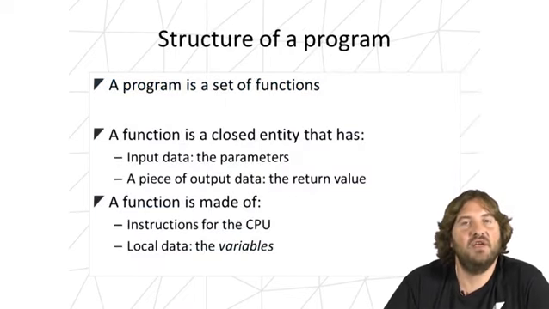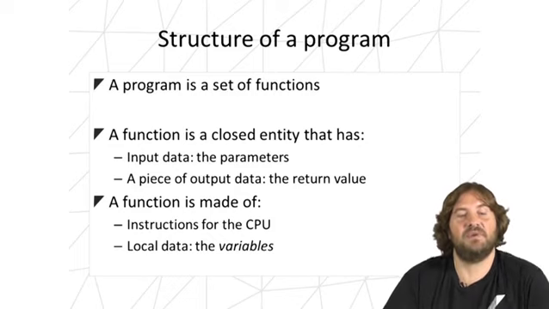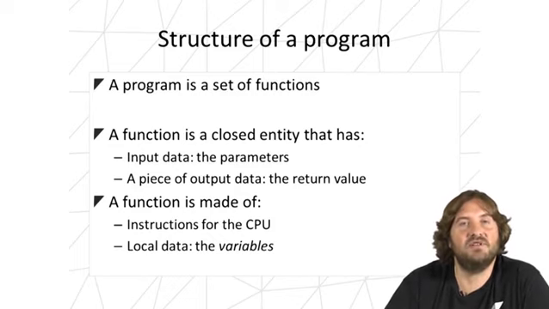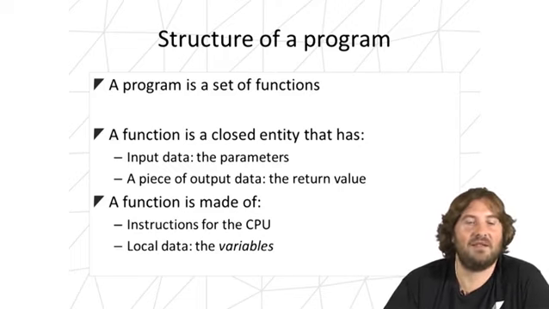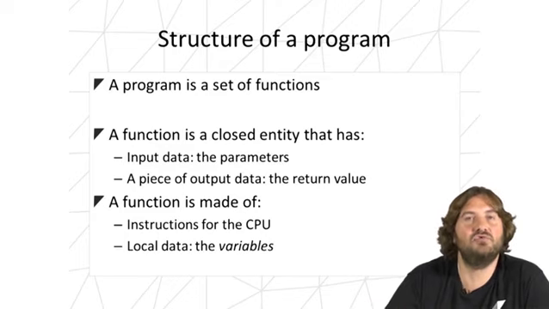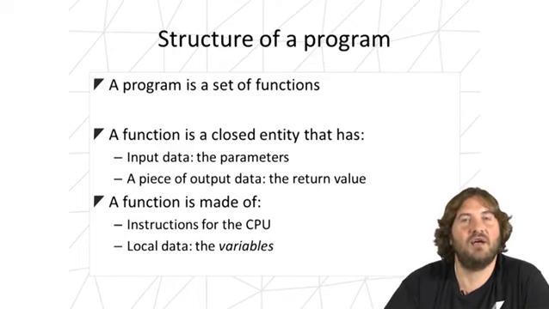Now that we know how to represent data, let's start talking about a program structure. A program structure is a set of functions. What we call a function is an entity said to be closed, or supposed to be closed, to the rest of the world, which gets this information, which we call parameters, and which will return a result, and between the two we have a process, and we'll see how it works. A function is always made of two things, instructions and local variables.